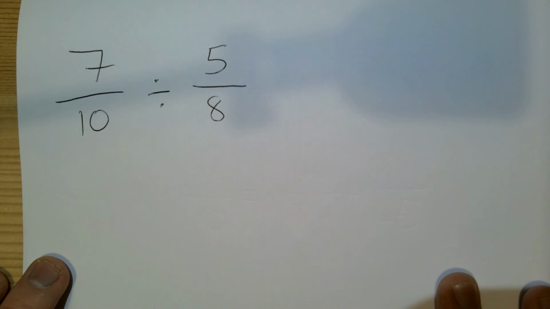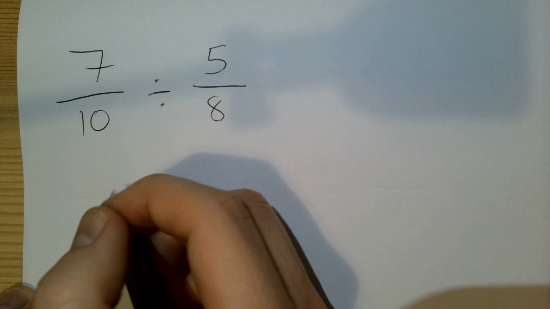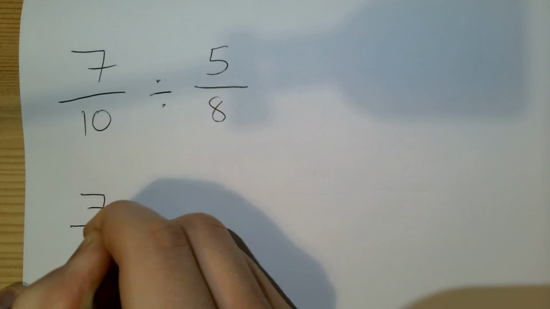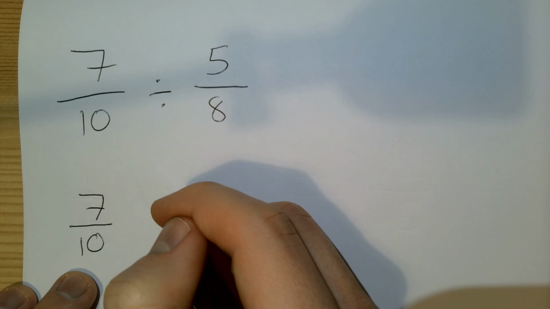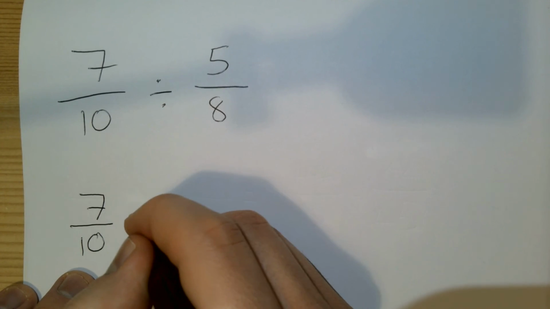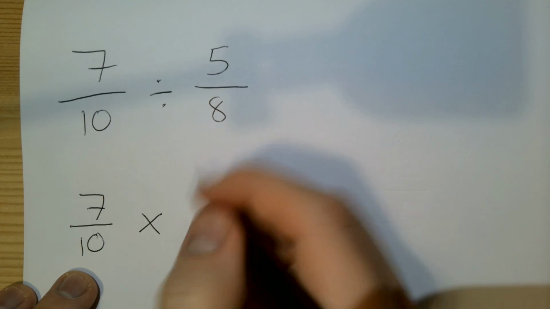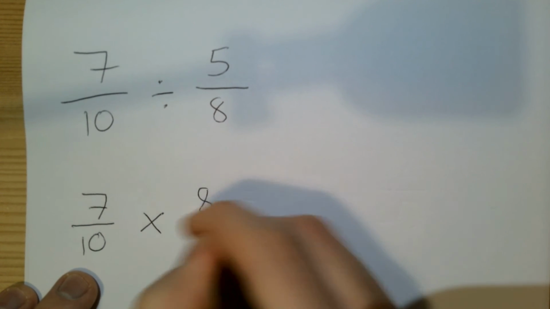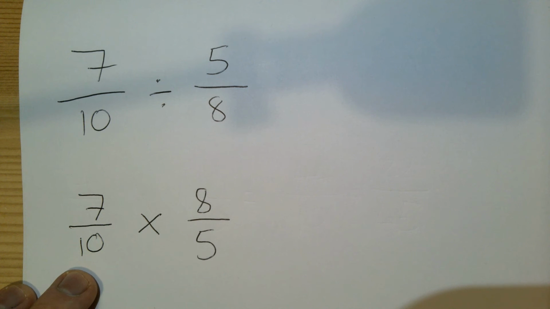7/10 divided by 5/8. So again, pause the video and have a go. And again, hopefully you've done the same thing. Keep 7/10. Change the divide to a times, and flip the 5/8, so it becomes 8/5. And then again, we know that the multiplying ones are nice.